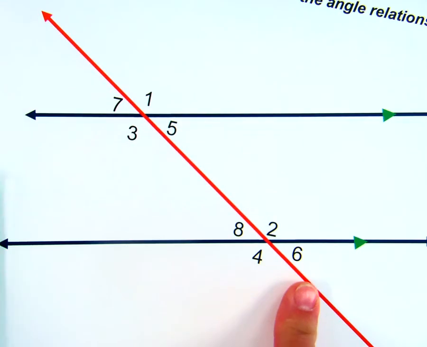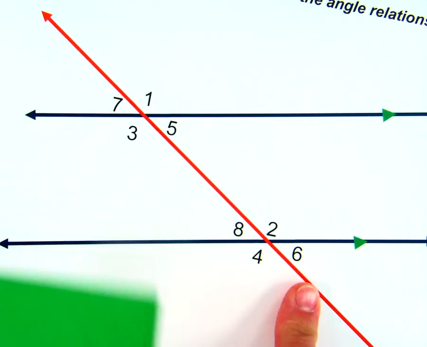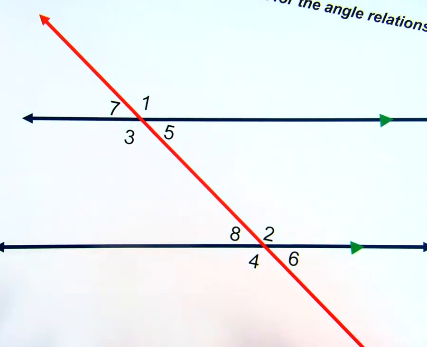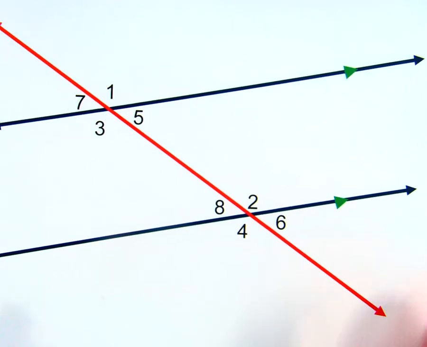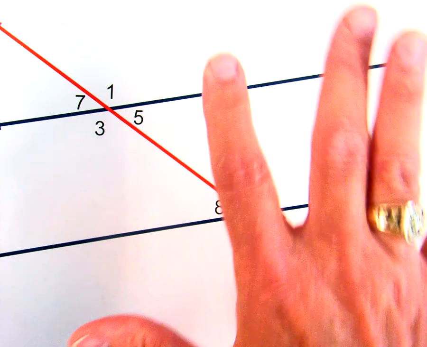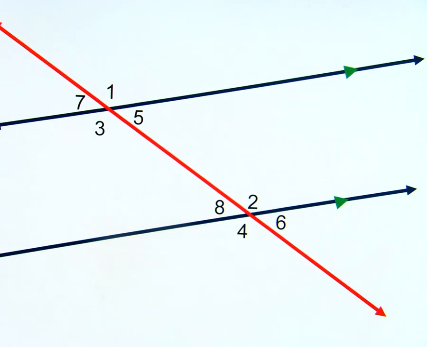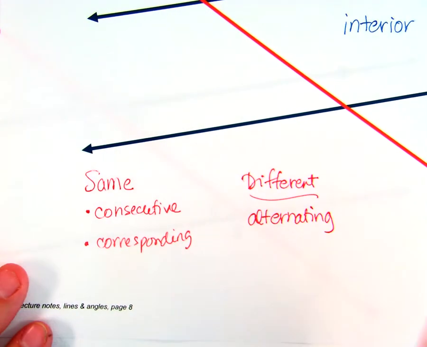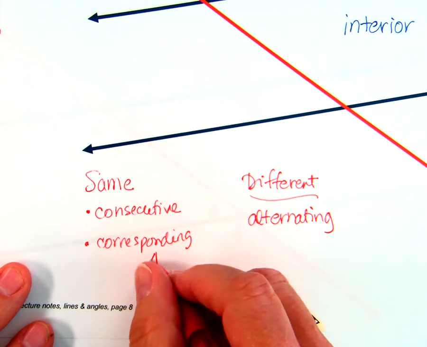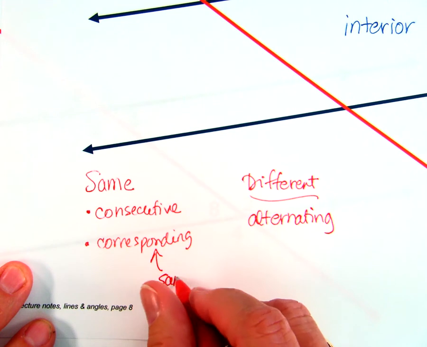I strongly suggest that you employ this frame idea. It just takes a while for most students to get used to the idea of ignoring everything else and focusing only on one aspect of the drawing. And these drawings will get considerably more complex as we go along. So, corresponding is going to be the same place in the frame.